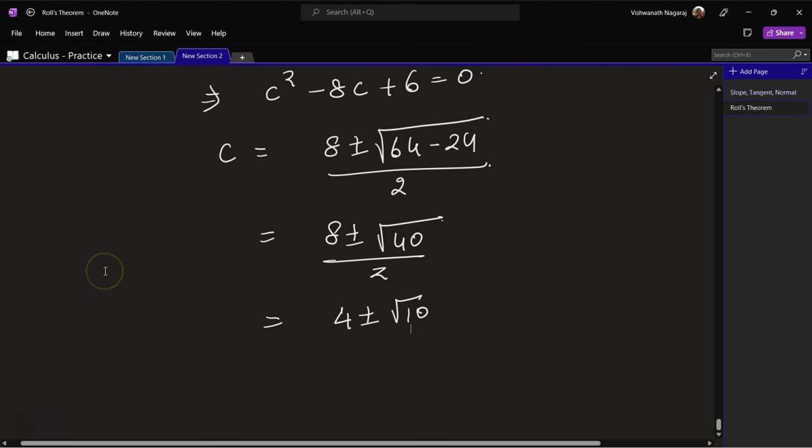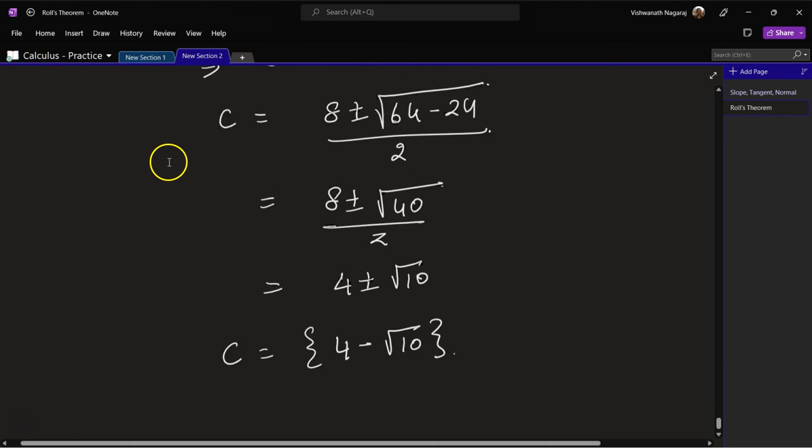And again, if you look at the values using the calculator, you will notice that C equal to only the 4 minus root 10 would be the valid value within the given interval.